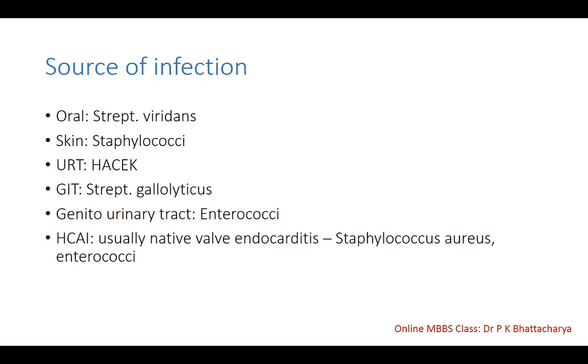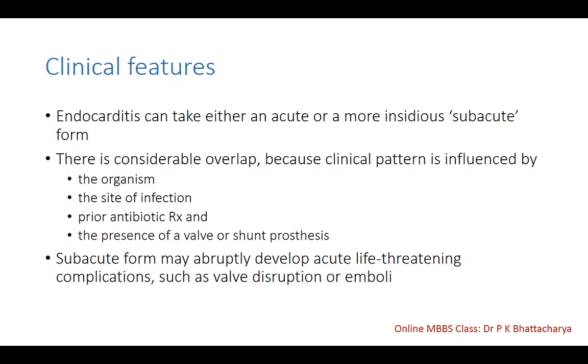Healthcare associated infections usually affect the native valves and are caused by Staphylococcus aureus and drug-resistant enterococci. So one has to remember the actual original sites from where these organisms originate and enter the bloodstream, and ultimately affect either the normal valve if the organisms are very virulent, or they usually affect a compromised valve, especially in subacute endocarditis.